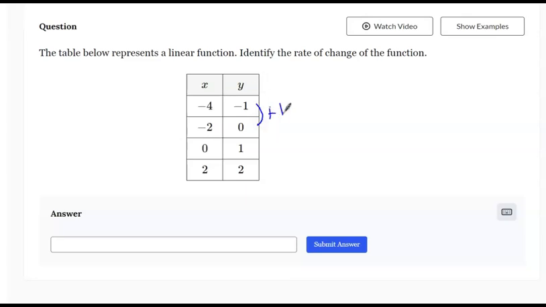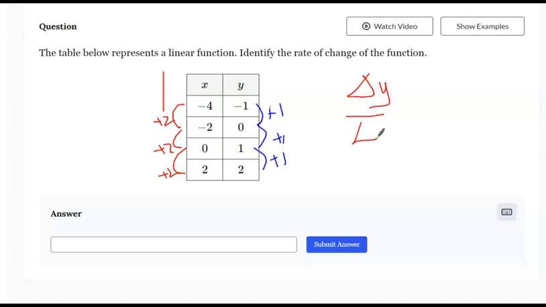So you can compute it mentally like this, plus 1, plus 1, plus 1. And over here we can compute it mentally as well. Plus 2, plus 2, plus 2. Now the only thing you need to be careful of is that you are putting the numbers from the patterns in the right order in the fraction. The numerator is the pattern of the y's, the changing of the y values. And the denominator is delta x, or the changing of the x values. So our rate of change for this function in the table is 1/2.